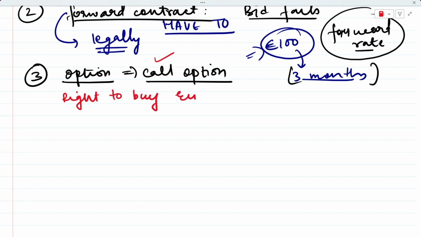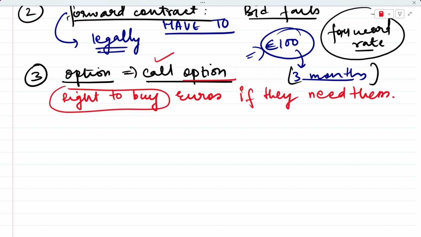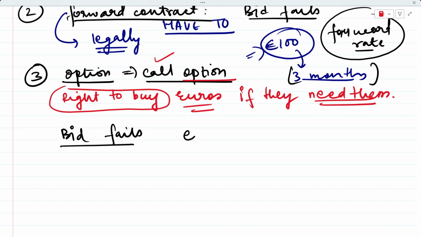euros only if they need them. Only if they need them. They are not legally obligated, because under an option we are not legally obligated, but I will still have the right to buy these euros if I need them. Only if I need them. Okay, so listen here. If my bid fails and I don't get to take over the European company, I will not exercise my option.